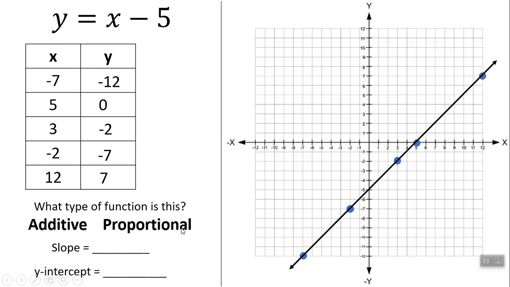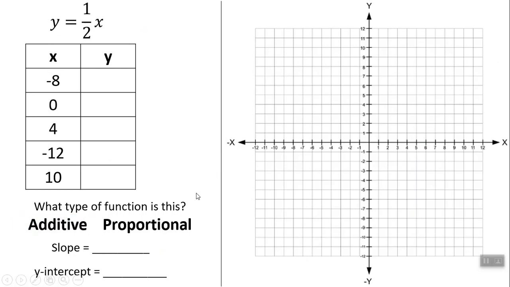Is it additive or proportional? Seeing that you're doing some subtracting, that means it's going to be an additive relationship. Your slope, up one, right one, up one, right one, up one, right one, it's 1. The y-intercept, it's hitting the y-axis at negative 5. And once again, the constant is negative 5.